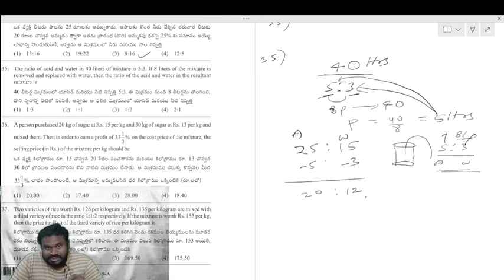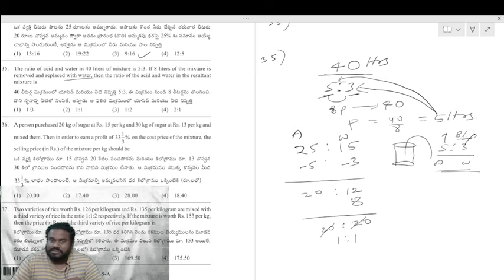But is he still like that only? No, he just added what? Replaced that with water. So it means 8 liters removed and he added 8 liters water. So then how much is it becoming? 20 liters water and 20 liters acid. 1:1. The answer is 1:1.